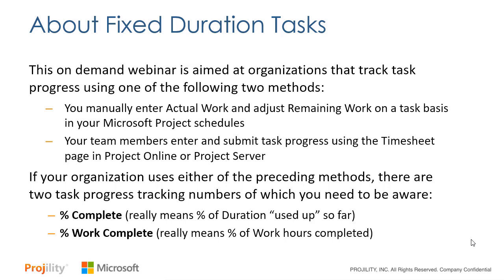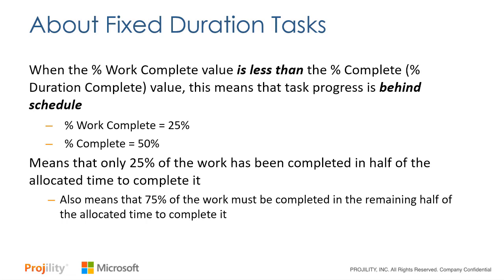That literally means percent of duration used up or completed so far. The second is called percent work complete, which literally means the percentage of the work hours completed so far. When the percent work complete value is less than the percent complete value, or percent duration complete value, this means that task progress has fallen behind schedule.